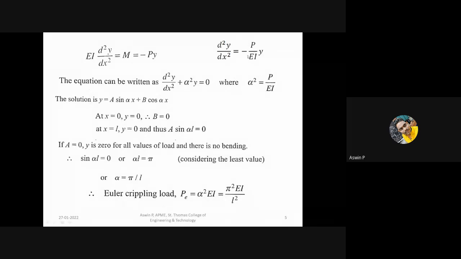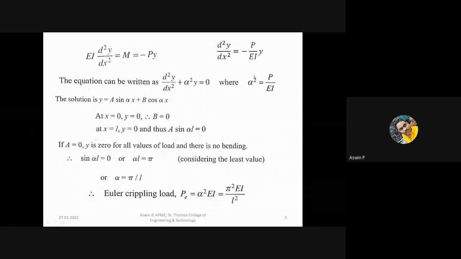Or this P divided by EI, I am giving commonly as alpha square. Okay, if we give it as alpha square, then automatically taking this to the left hand side we can write d square y by dx square plus alpha square y equal to 0. This equation can be written like this, where alpha square is equal to P divided by EI.